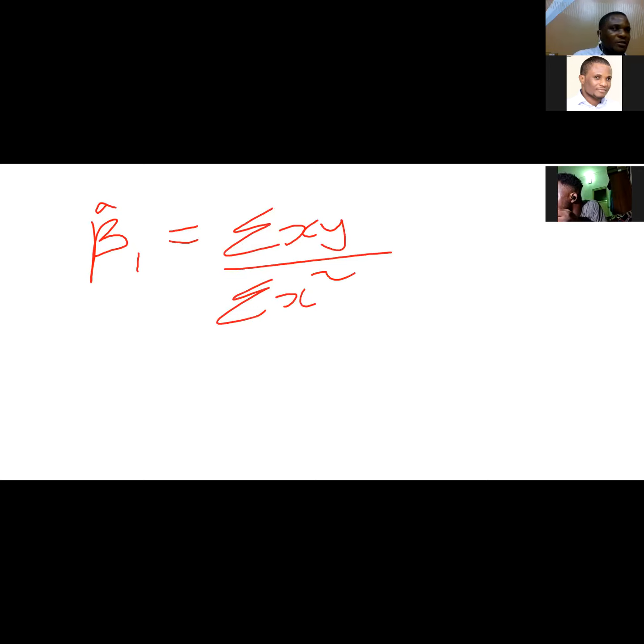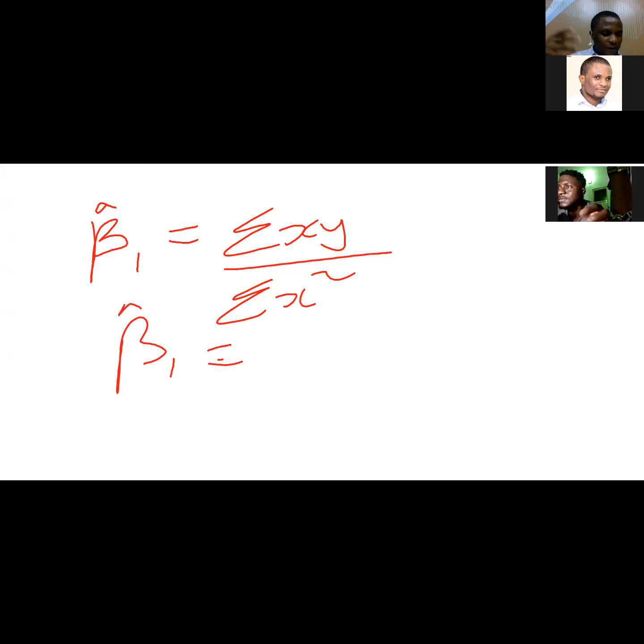This x and y, the small letter x and y, is the mean deviation, okay? When we say that our estimator will still be linear, we are saying that beta 1 hat will still be a linear function of a random variable, okay? A linear function of a random variable.